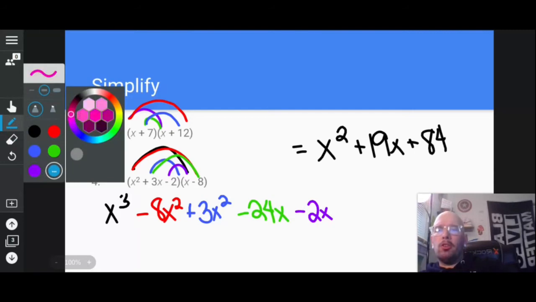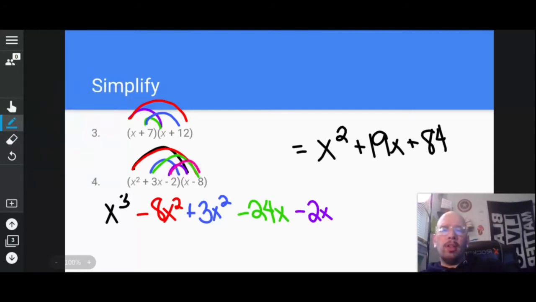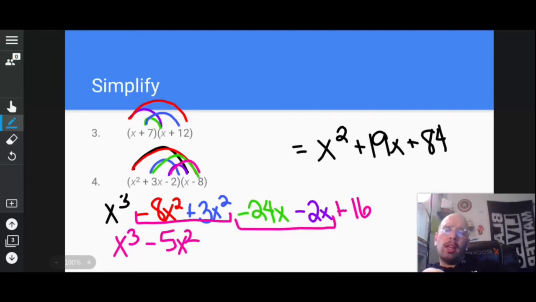Let's go with the next magenta. Negative 2 times negative 8, negative 16. Positive 16. Sorry. Combine like terms. Nothing combines with x cubed. Negative 8x squared plus 3x squared becomes negative 5x squared. These guys combine to make negative 26x. And then you have plus 16 at the end.